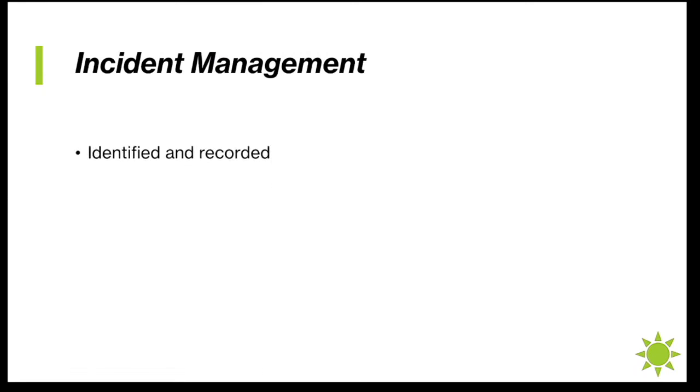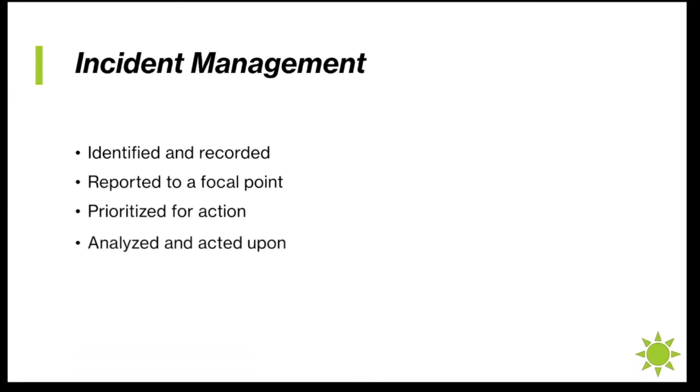So the process has to apply to all forms of security incidents, and incidents have to be identified and recorded, reported to a focal point, prioritized for action, and analyzed and acted upon so that the incident won't happen again. Or if it happens again, the company can respond properly in a faster, more timely, more efficient manner. Question so far? That is information security controls.